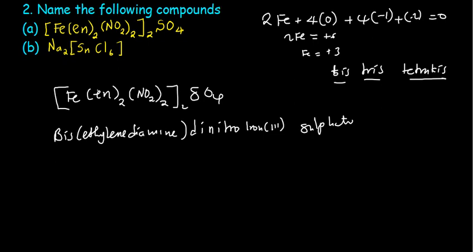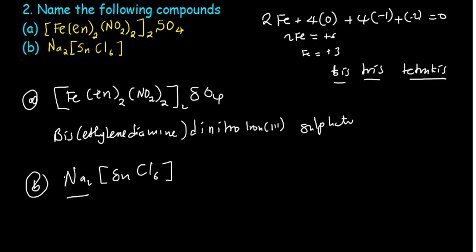And then now we can go to the second one. The second one, we have sodium 2 and then SnCl6. So we can see that in here the complex ion is what? It's an anion. It's negatively charged. That's why it's named second. So we're first going to name this compound which is here, which is the sodium.